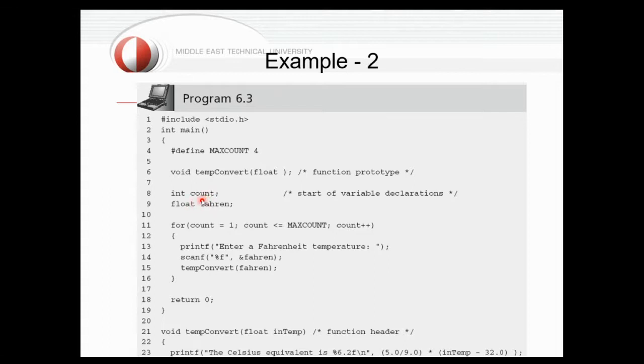Okay, so we define count as integer, Fahrenheit as float, and we start a loop here from 1 to max count, which we define as 4. What's the trend? This is 1 by 1. We add to this initial value of count. So what we are doing inside this loop, we ask the user to enter Fahrenheit temperature. We get this information from the user, and then we call this function. As soon as you call this function, we go through the function header, and you can see we have the printf statement, and inside we have a calculation, and we announce the result of this inside this printf statement.